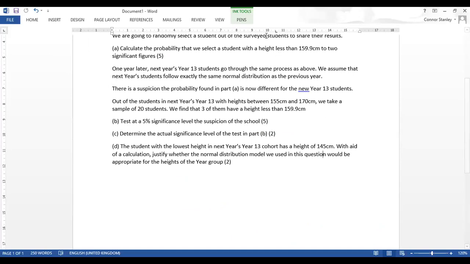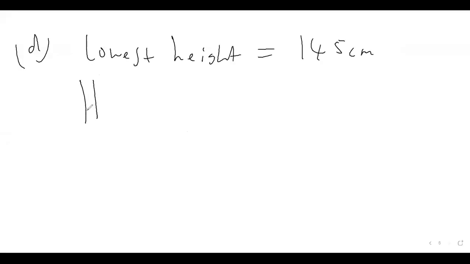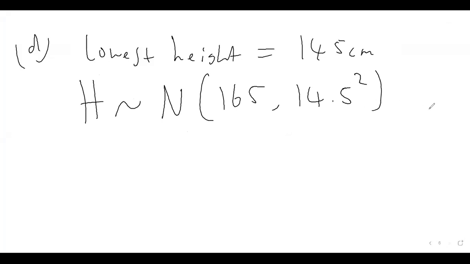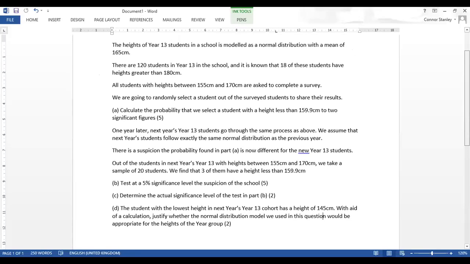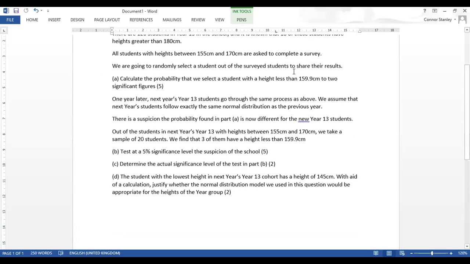So what I'm going to do is define a distribution. Let's just call it H for height. The height of these year 13 students, we're going to assume is a normal distribution, the same distribution we had before. So it was 65 centimeters mean, and your standard deviation was 14.5, so your variance was 14.5 squared. That was just what we did in the question before. Okay, so again, if we read the question we had before, we've got the same distribution. Next year's year 13 students, we assume, have the same distribution as last year's year 13 students.